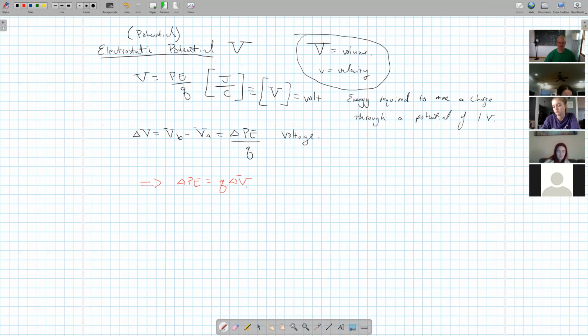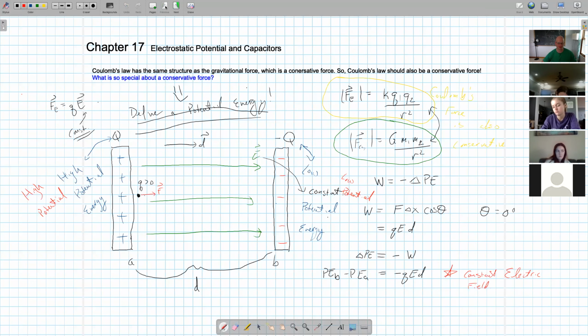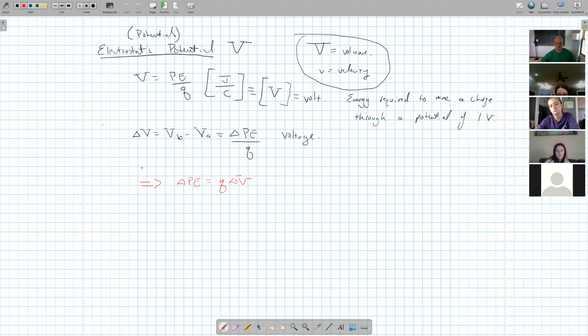So what this means is if I know the voltage difference between my parallel plate capacitors here, so if I know that this is at a potential of VA and this is at a potential of VB, so that this has a potential difference or voltage of delta V, then this tells me exactly what the potential energy is. So the potential energy is simply equal to the charge times the change of potential, which then allows me to use conservation of energy.